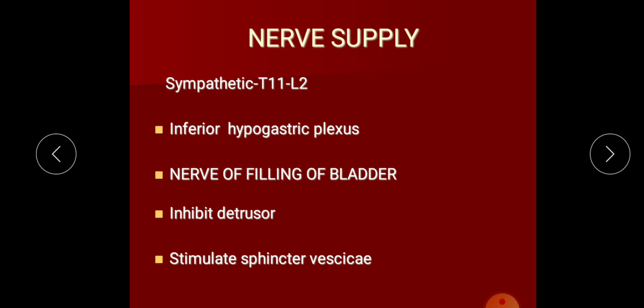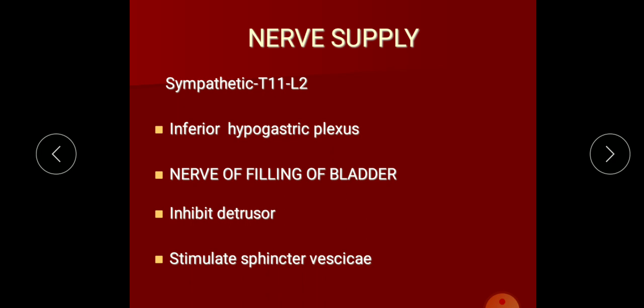Always remember, sympathetic innervation to the bladder comes from the T11 to L2 segments. Sympathetic is thoracolumbar in outflow. These preganglionic fibers relay in the inferior hypogastric plexus. From there, the postganglionic fibers go and supply the bladder. And this sympathetic is inhibiting the detrusor muscle but stimulating the sphincter vesicae.